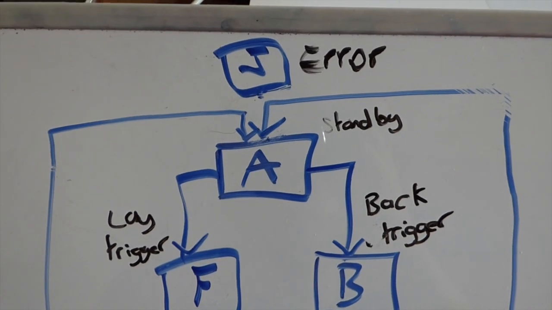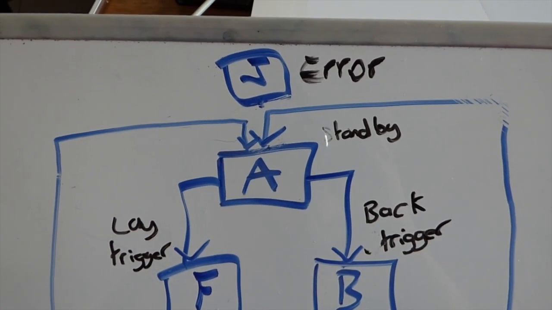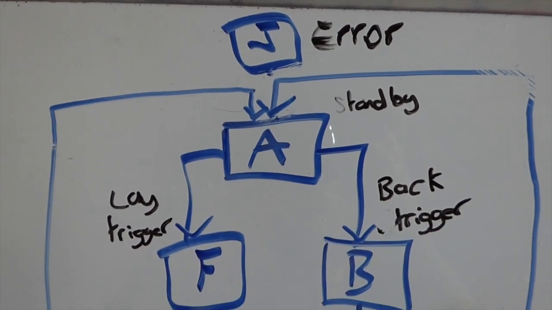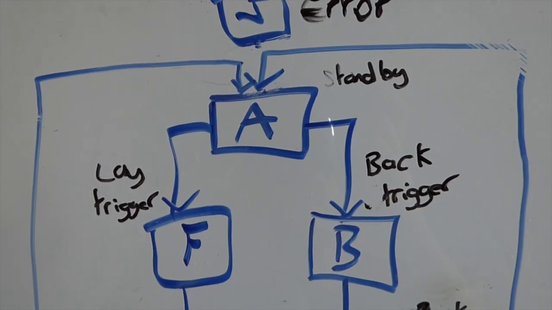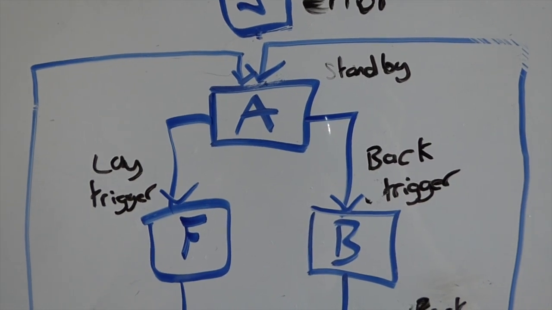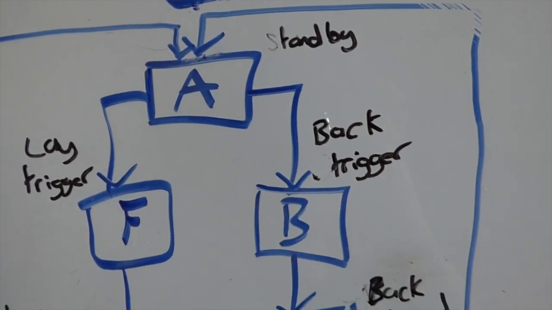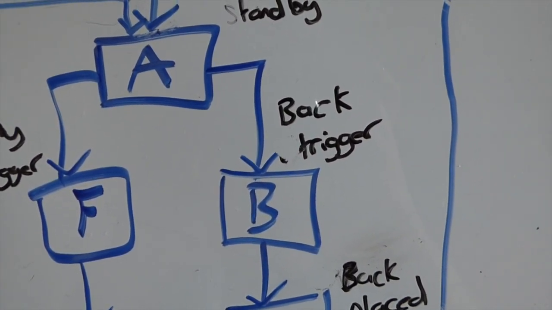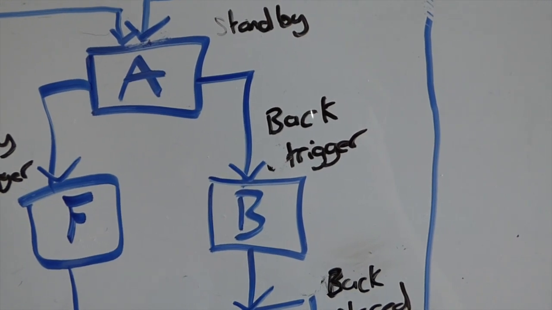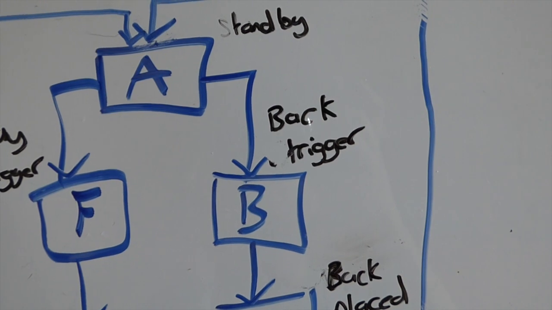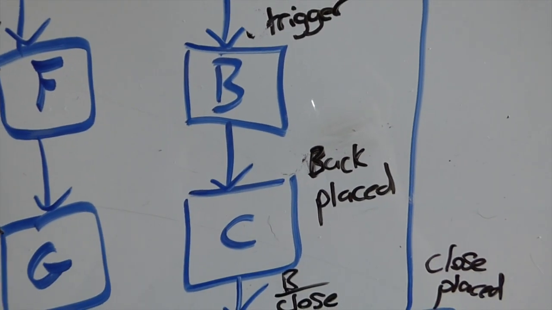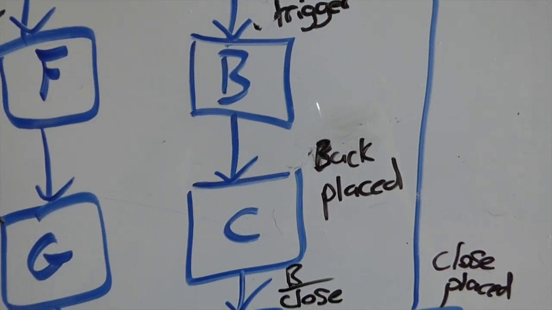So first of all, obviously we have J, which is an error, and hopefully we never see that. A is when it's on standby, which is most of the time, and then from A it can either go to an F or to B. So going in alphabetical order, you can go to B, which is a back trigger, which I'll show you in a second. And once it's been triggered, the only thing that can follow B is C, once a back bet has been placed into the market.